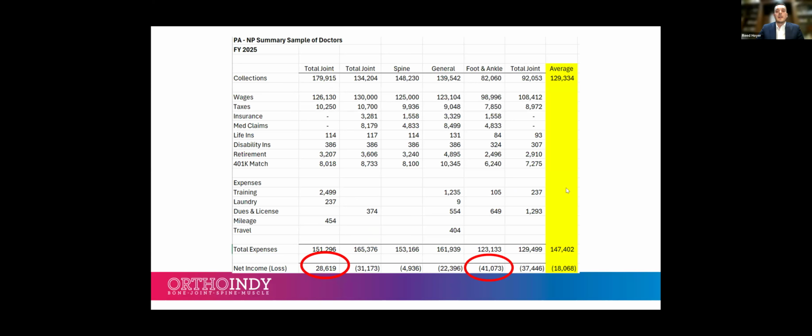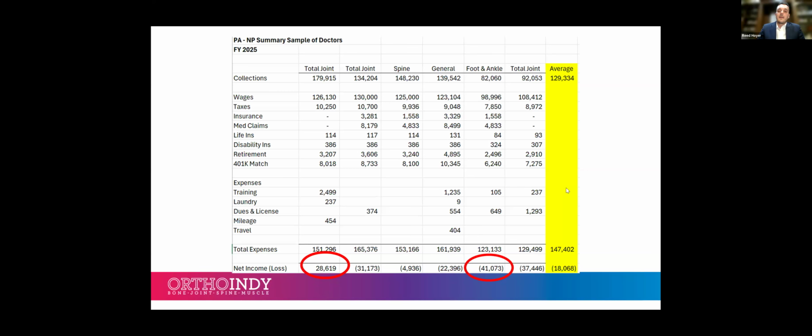As I noted, on average, most APPs are a cost center for the hiring physician, with a range of $28,000 in the positive to $41,000 in the red. On average, the cost is less than $20,000 per year, and that includes all of the indirect costs such as benefits, 401k, et cetera.